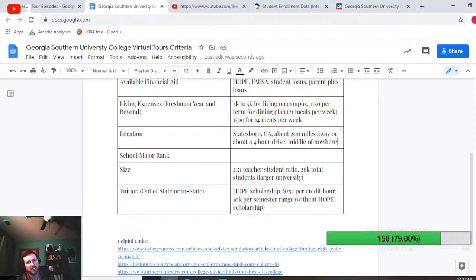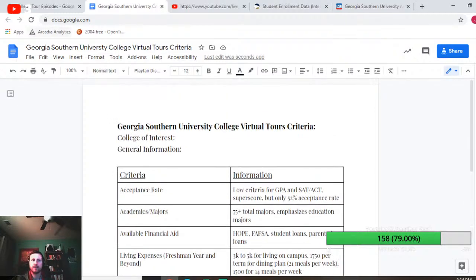Size, it's a larger university, but pretty decent student teacher ratio. You're gonna have your larger classes in your undergraduate ones, and your big required classes. But if you get into your major, that will get smaller. Tuition about $252 per credit hour, which is pretty standard, I think, and it could range up to $10,000 per semester. I think that's again without the Hope Scholarship. With the Hope Scholarship, I would think it would be more reasonable than that. And this is assuming you're taking 15 credit hours. Most people try and stick to 12, 13 maybe. But that gives you an idea of Georgia Southern.